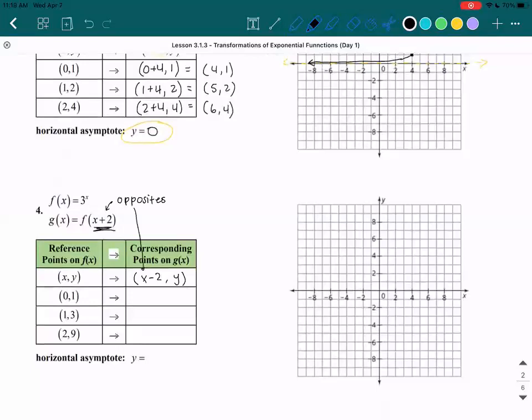So let's fill in the t-table. Actually, I want you guys to pause the video and try it on your own. Try to fill out this t-table. Okay, so hopefully you tried it out. Let's just double check your answers.